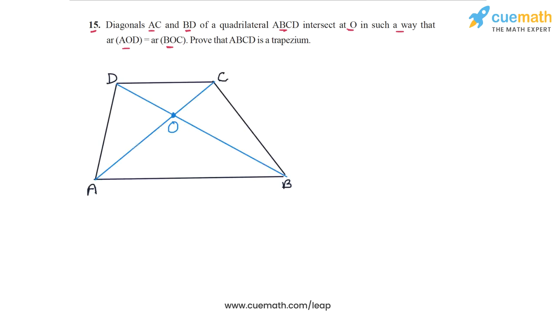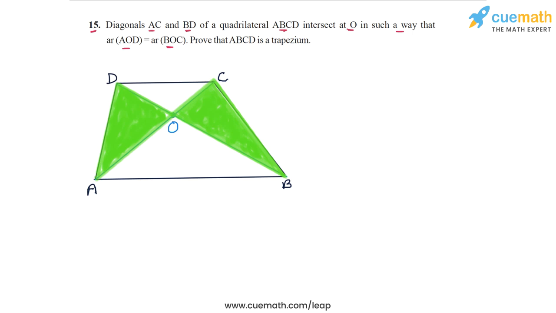In question 15, we are told that the diagonals AC and BD of a quadrilateral ABCD intersect at O in such a way that the area of AOD and BOC are equal. So here's a figure I've drawn of this quadrilateral. The diagonals AC and BD intersect at O in such a way that the area of AOD, so AOD is this triangle, is the same as the area of BOC, and BOC is this triangle. So these two areas are equal.